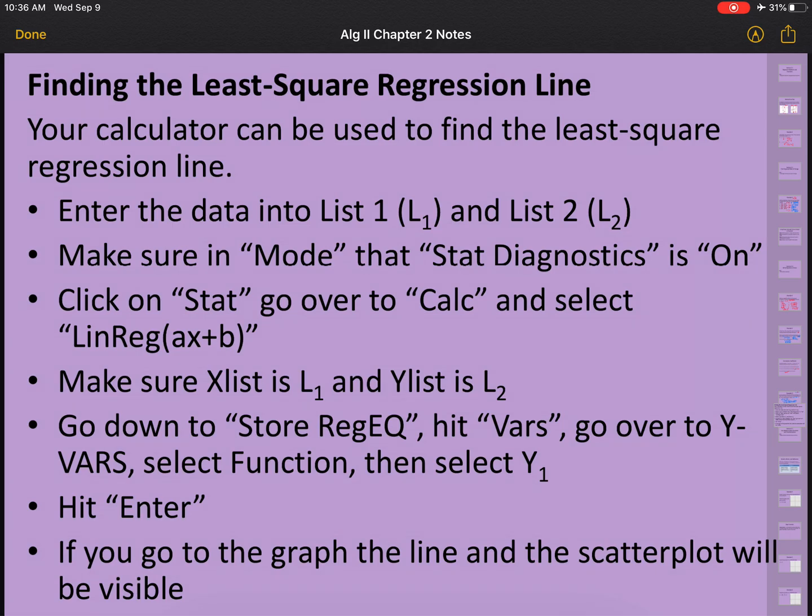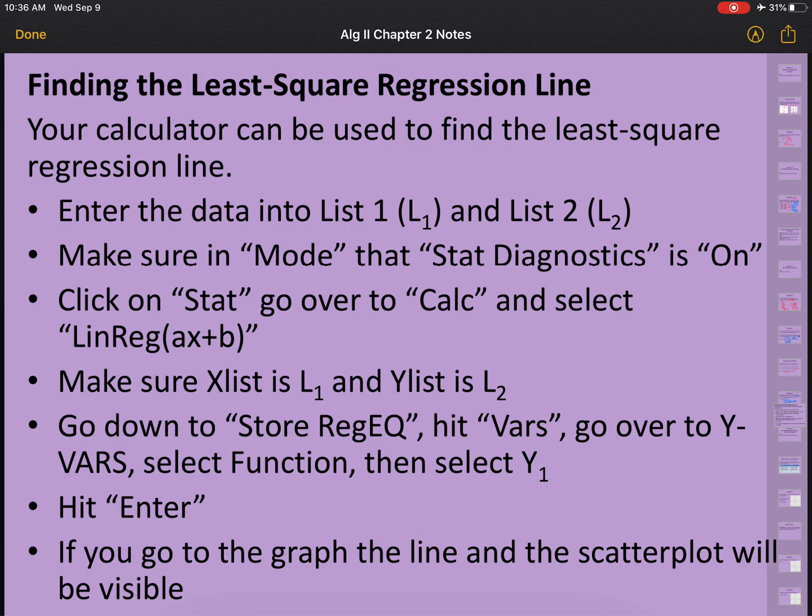Now what we're going to do is hit stat, the stat button. So it's 2 over from the green alpha button. And you're going to hit or go over to the right to calc. And then you're going to hit number 4, which is linear regression AX plus B. Okay. Then make sure it says L1 for X list and Y list is L2. It should say that. Go down to store regular EQ and hit the vars button.